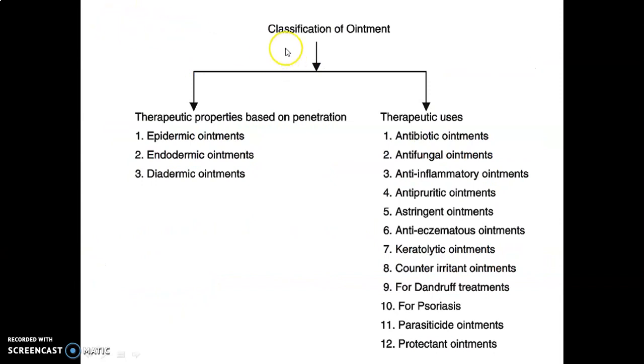So we will discuss the classification of ointments in detail. There are a total of two classes: the first is therapeutic properties based on penetration, and the second is based on therapeutic uses. Therapeutic properties based on penetration are classified into three types, that is epidermic ointments, endodermic ointments, and diadermic ointments. According to the layer of skin, all these three types of ointments are classified.